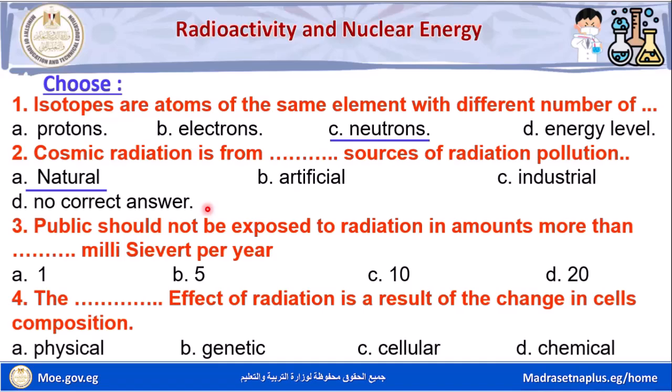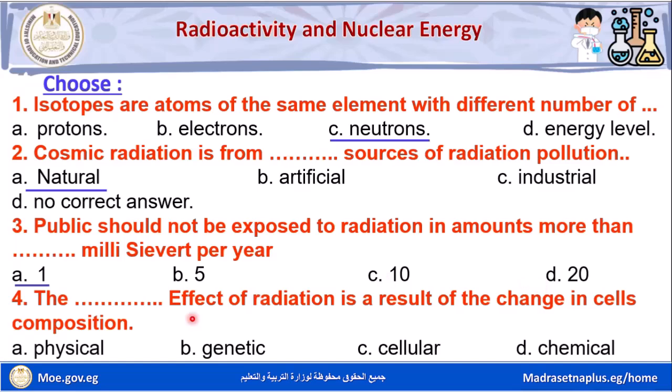Number three, public should not be exposed to radiation in amounts more than millisievert per year. Letter A, 1. Letter B, 5. Letter C, 10. Letter D, 20. Public should not be exposed to radiation in amounts more than 1 millisievert per year.